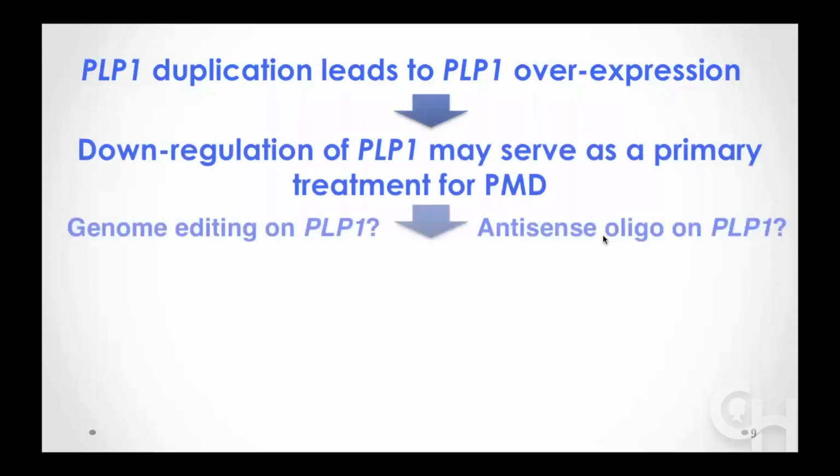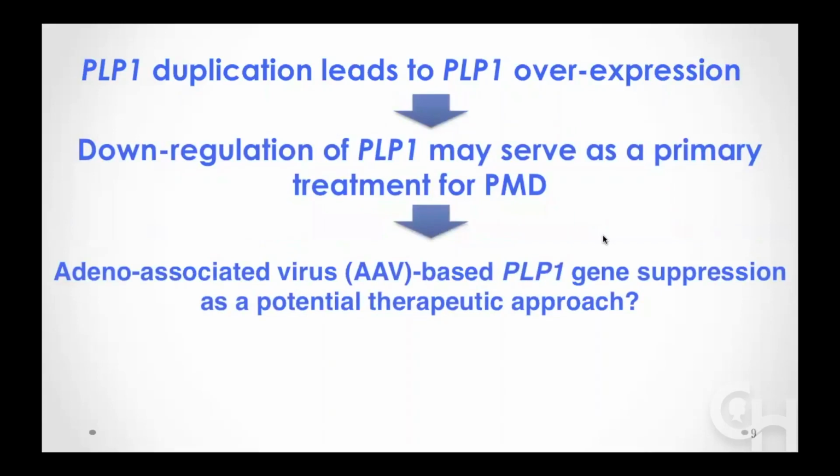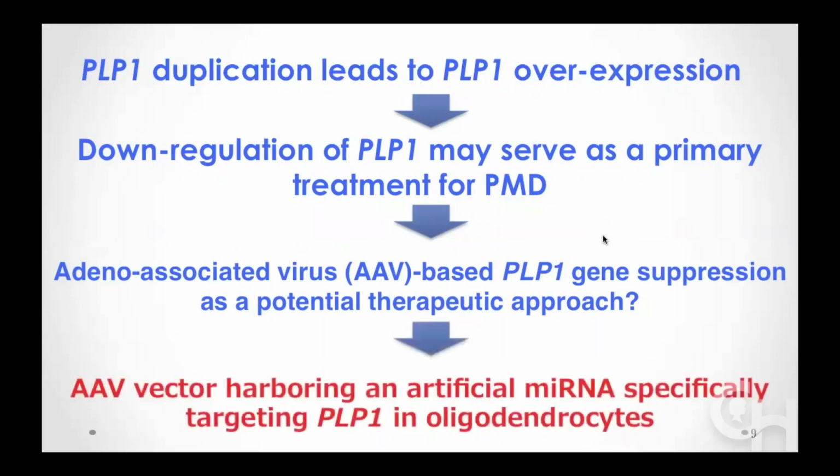Now, there are a couple of choices in technology to employ, thanks to recent progress in molecular genetics tools. Genome editing is the most recent and powerful technology that enables permanent change on the nucleotides of one's genomic DNA as you wish. Antisense synthetic oligos are another potential tool for PLP1 downregulation, and this will be another topic of this session by Grace and Paul. But the approach we decided to take is the gene therapy technology using adeno-associated virus, AAV, for the PLP1 suppression, and more specifically, developing an AAV vector harboring an artificial microRNA specifically targeting PLP1 in oligodendrocytes.